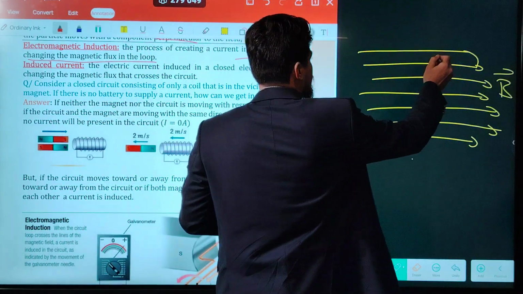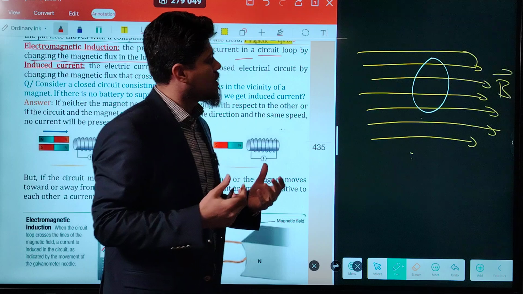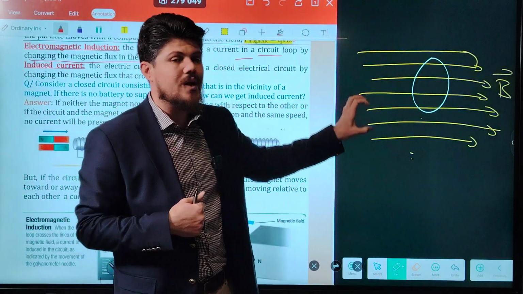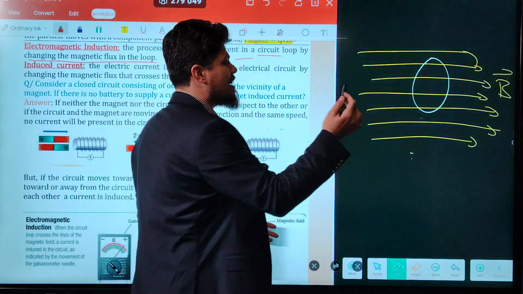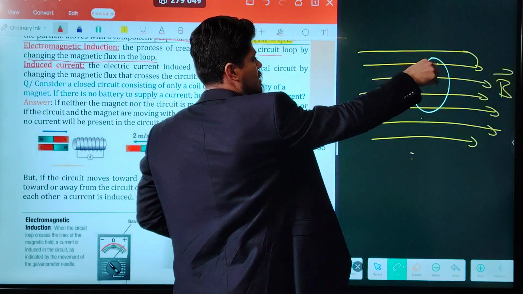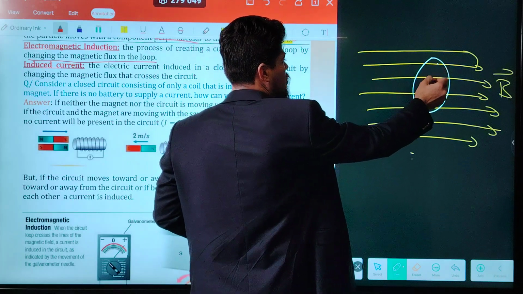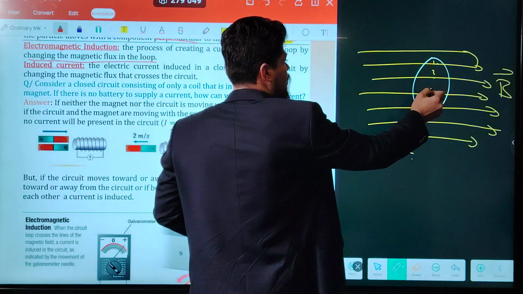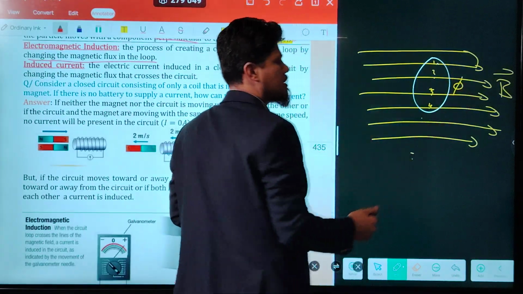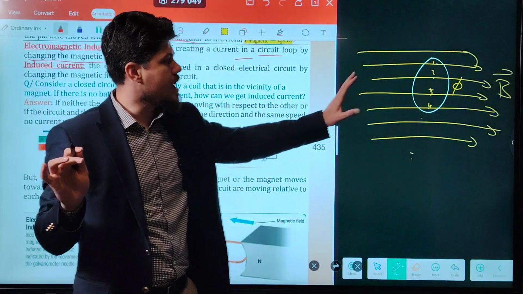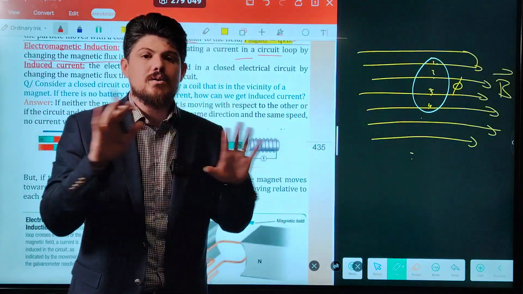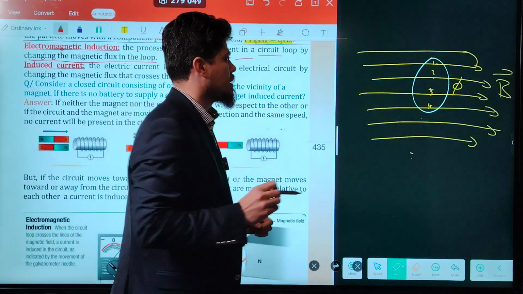For example, if you put a circular conducting coil into this magnetic field, now do we have flux? Yes, of course. How many field lines cross this circular loop? 4. 1, 2, 3, 4. These 4 lines are called flux. Why? Because we have a magnetic field and a certain area. Without a certain area, we don't have flux.